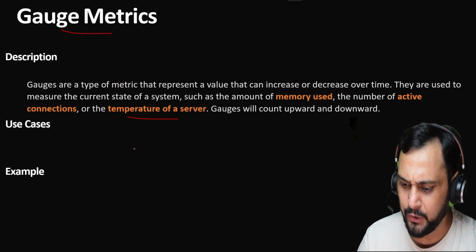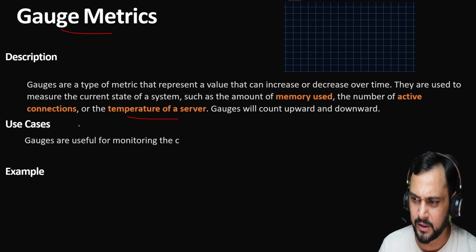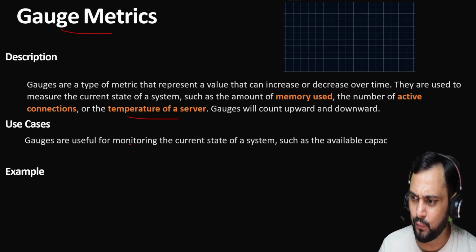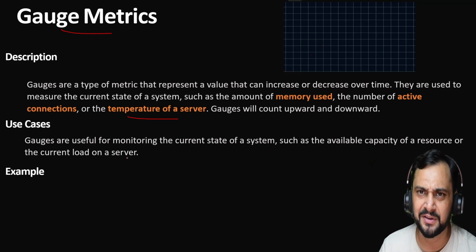So let's talk about the use case. And here in the graph, gauges are useful for monitoring the current state of a system, such as availability, capacity of resources, or the current load on a server.